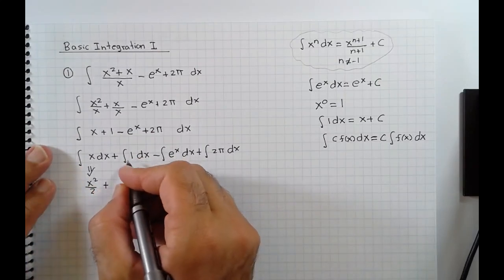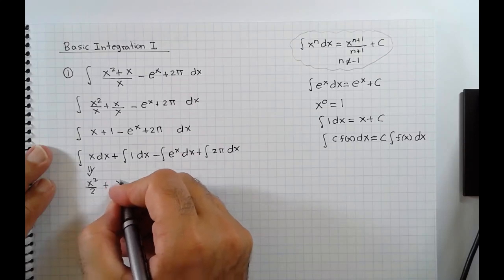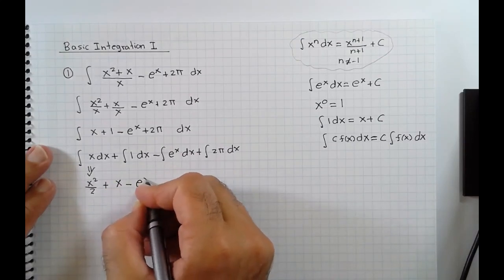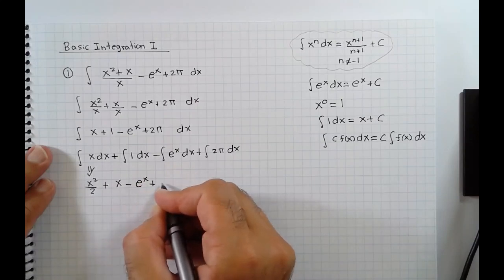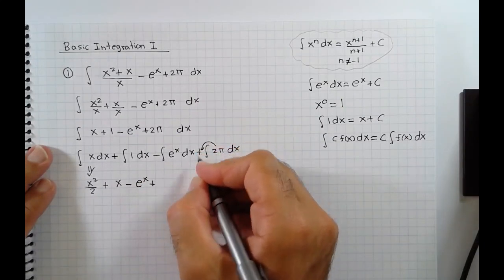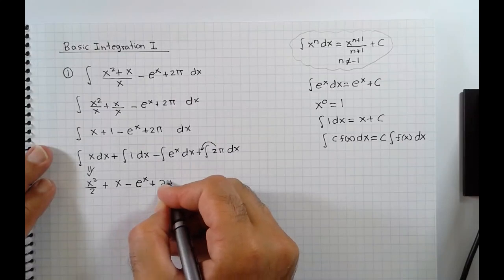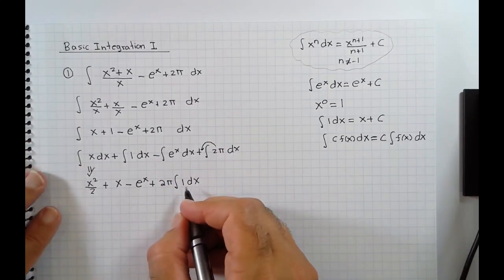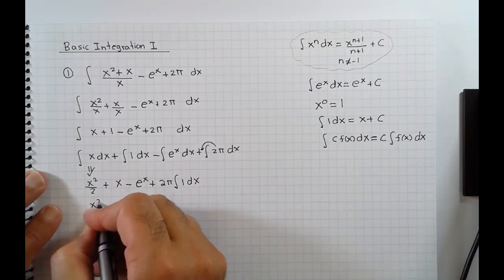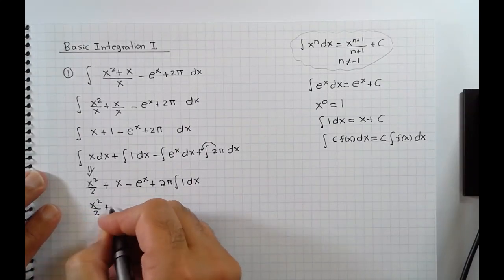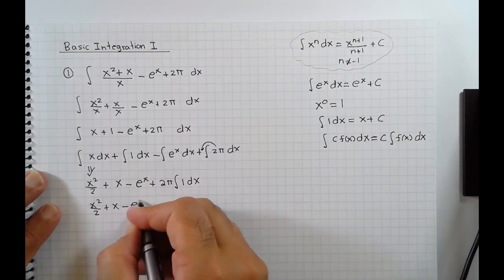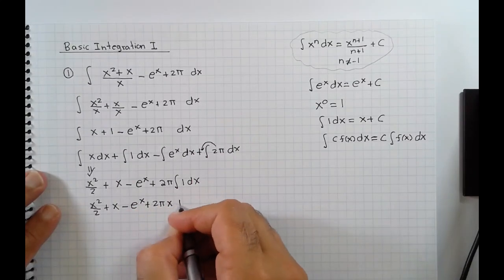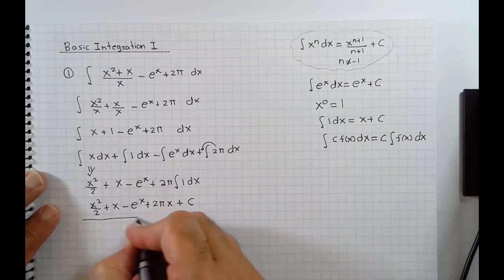And here, what is the antiderivative of 1? That's just x. And integral of e to the x is just e to the x. Plus, the constant passes right through the integral, so that's going to be 2 pi integral 1 dx. And that's just going to be x. So x squared over 2 plus x minus e to the x plus 2 pi x plus c. That is the final answer.